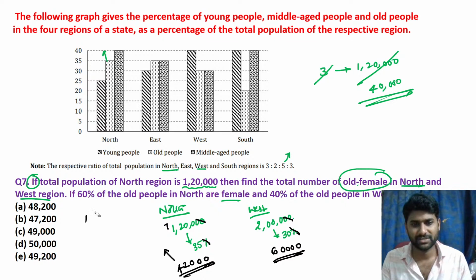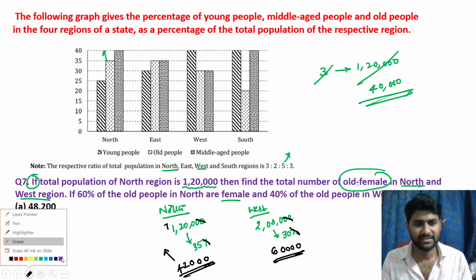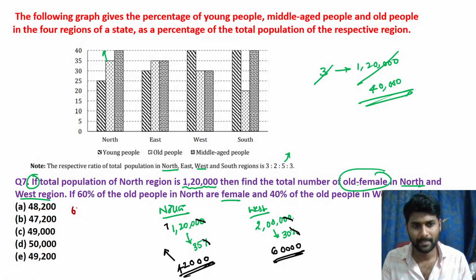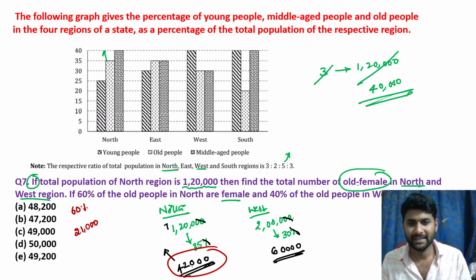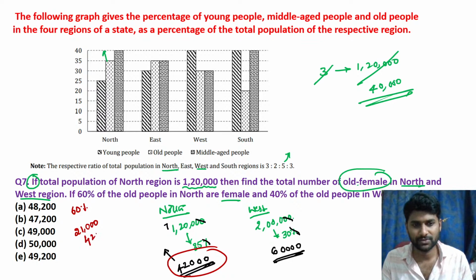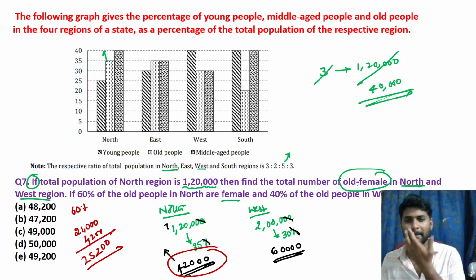Don't go with the cancellation. Again, you have to identify that 60%. 60% means, first of all, 50% value becomes 21,000 and 10% value is 4,200. Now 60% value becomes 25,200.